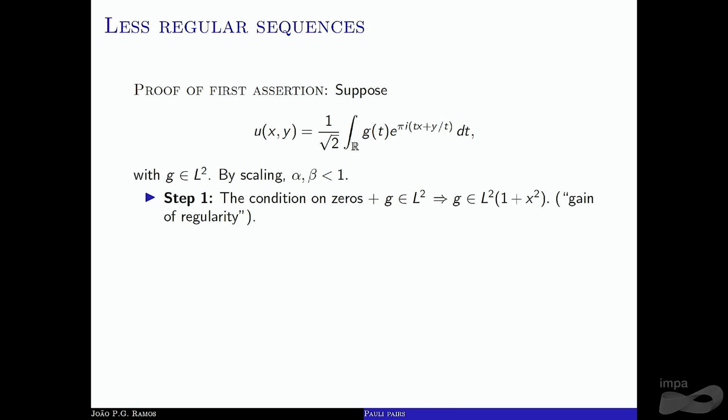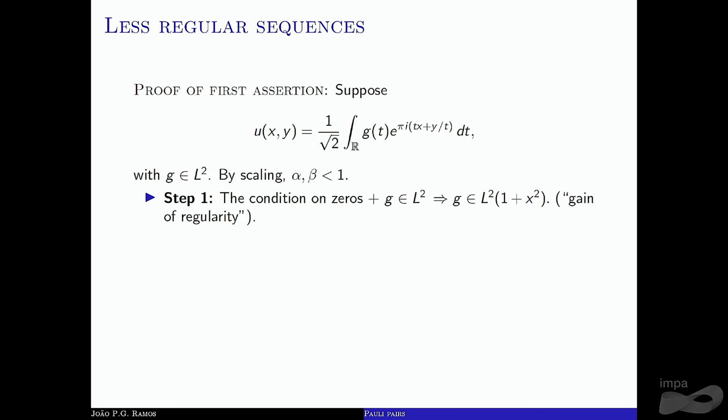For the proof of the first assertion, we start by writing our formula for the solution of the Klein-Gordon equation: u of x and y equals this integral here. By scaling, if alpha times beta is less than 1, we can suppose that both of them are equal and less than 1. The first step, which is a technical step, says that if I use the condition on the zeros, that the maximal spacing is now at most 1, and that my restriction to the real line is in L2, then I actually gain regularity.